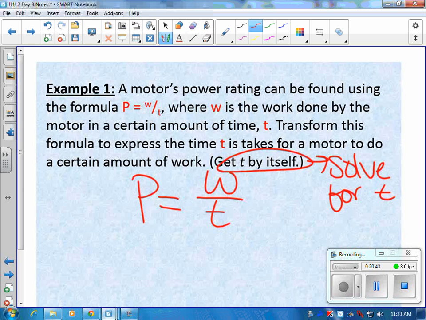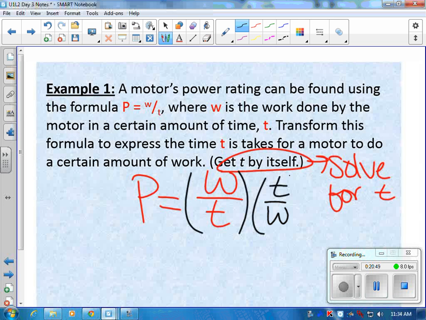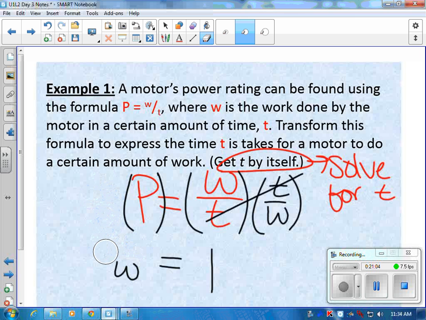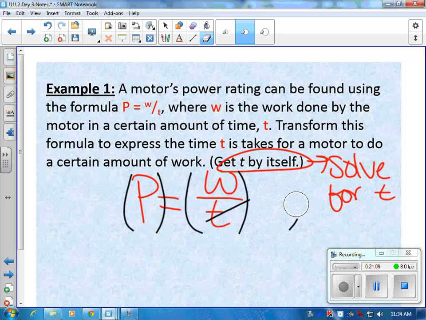Okay, if I multiply by the reciprocal, then this becomes 1, and I have P times T over W. Did I completely get T by itself? No, so that's a good idea. It's a good try for the first thing. Instead of multiplying by the reciprocal, what can I multiply by? Because multiplying by the reciprocal completely got rid of everything.